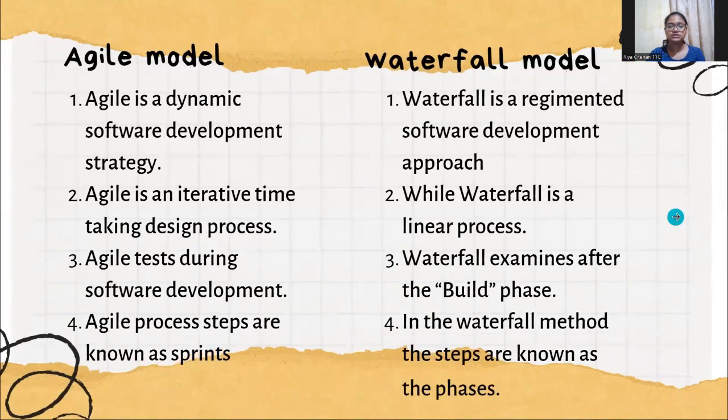Next, this is the difference between the Agile model and the waterfall model. Agile is a dynamic software development strategy, whereas the waterfall model is a regimented software development approach. Agile is an iterative, time-taking design process, whereas waterfall is a linear process. Agile tests during software development. Waterfall examines after the build phase. Agile process steps are known as sprints, whereas the steps in the waterfall model are known as phases.